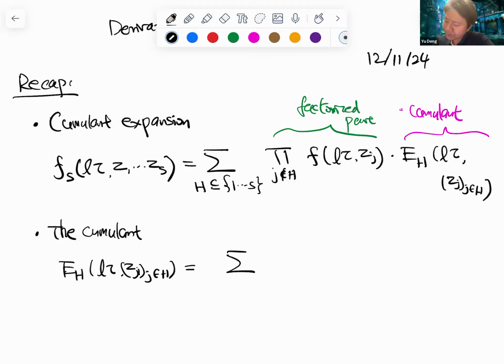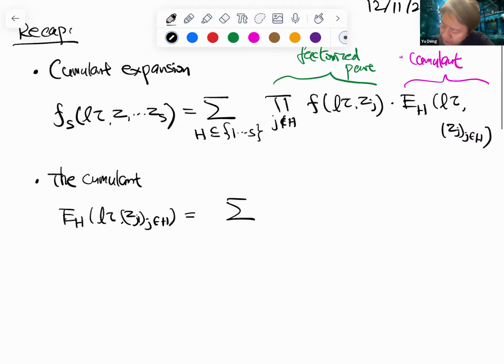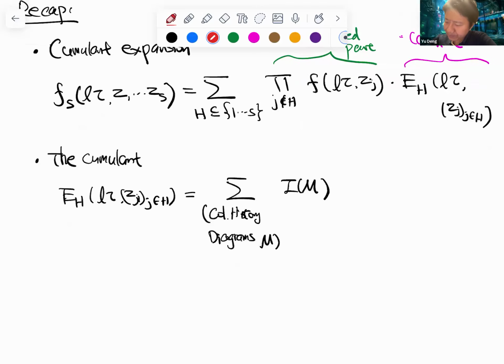Sum over the collision history diagram. And let's call this collision history diagram M. Okay, so let's call it M. So there is I_M. Well, let's say node M is a collision history diagram.